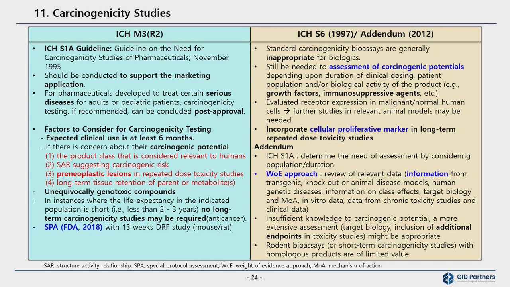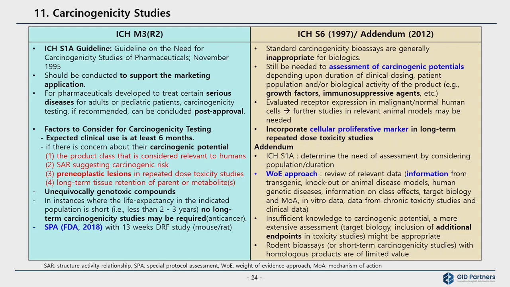And before conducting carcinogenicity studies, an approval has to be gained, and a special protocol assessment has to be done. That is to look at the study design. So the study design has to be confirmed by the relevant regulatory organization, and many materials and data are required. They have to go through the SPA process. So the approval is gained, and then the study is conducted according to the protocol. And if the protocol changes, then there has to be a pre-consultation with the FDA.